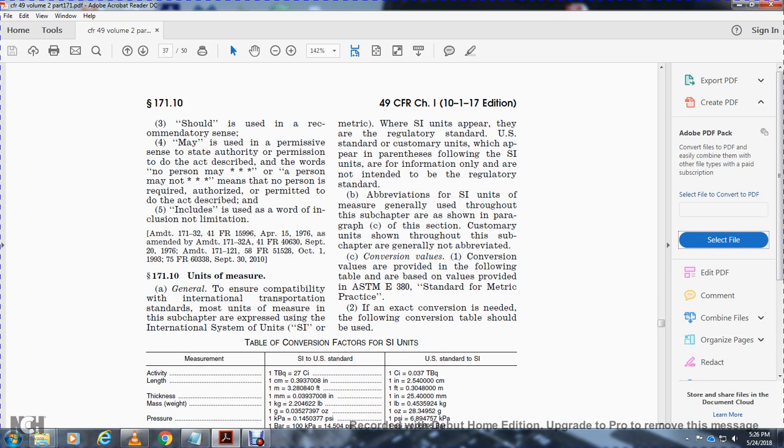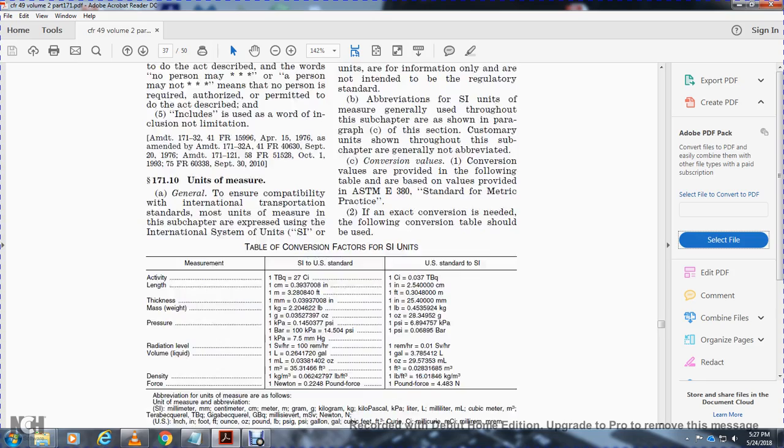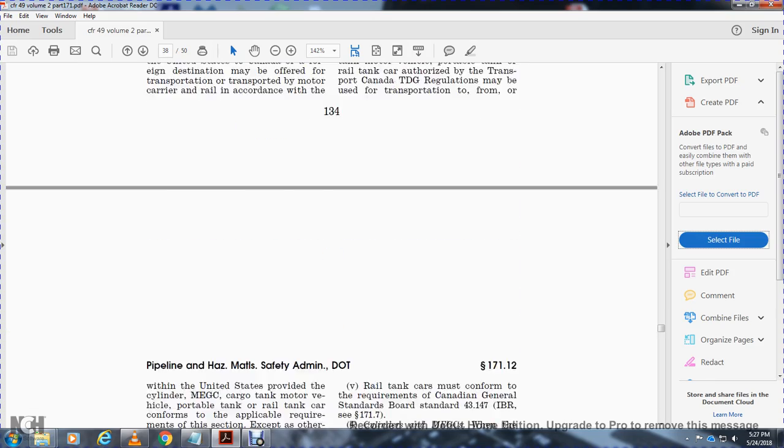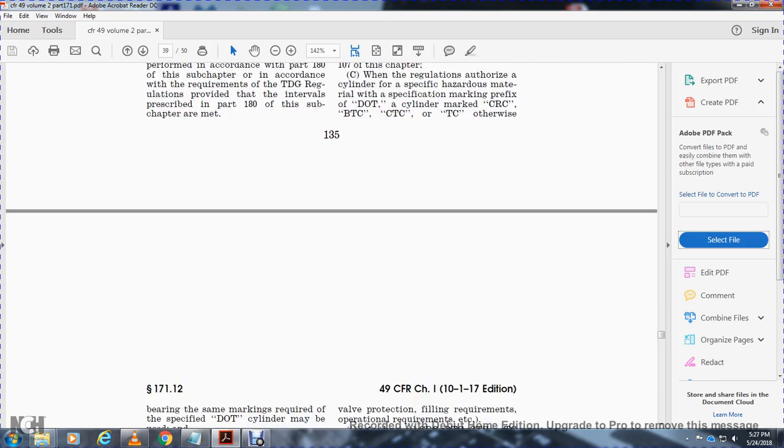Abbreviations for SI unit measurements used generally throughout the subchapter are shown in paragraph C of the section. Customary units are shown throughout the subchapter, generally not abbreviated. Conversion values provided in the following table are based on the values provided in ASTM E380, the standard for metric practice. The exact conversion data needed in the following conversion table should be used. I'm just looking for it. So.